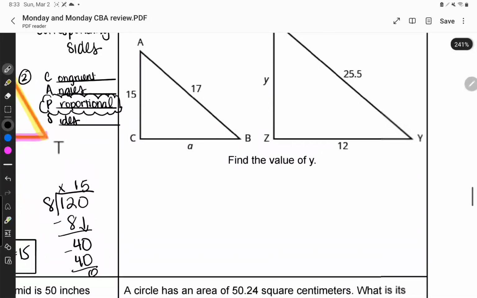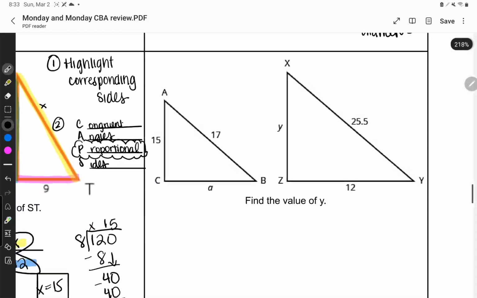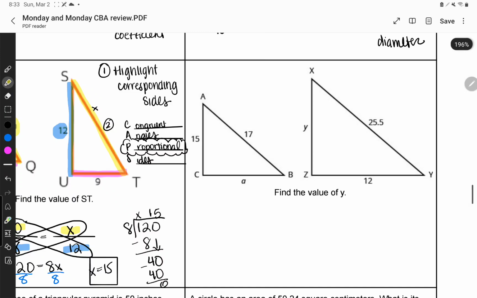This one says to find the value of Y. So remember, I'm going to start by highlighting my corresponding sides. So 15 corresponds with Y.